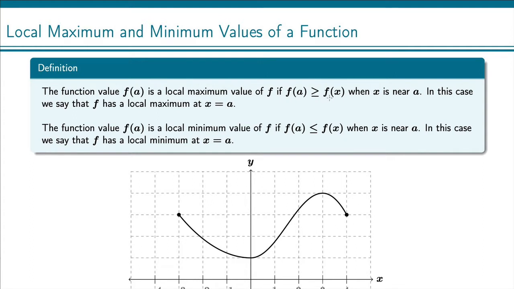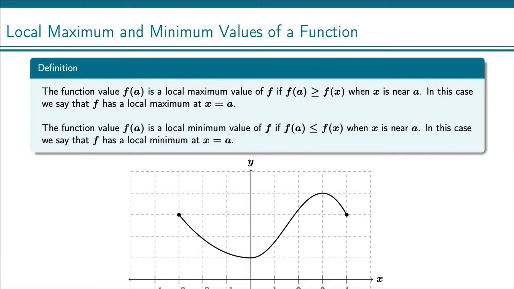The way we talk about that is we say that f has a local maximum at x equals a. And then on the flip side of that, we have local minimum values. We say that f of a is a local minimum value if f of a is less than or equal to f of x when x is near a. In other words, we have a point, a, f of a, that is lower than all the points close by.